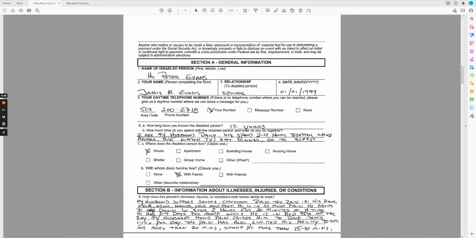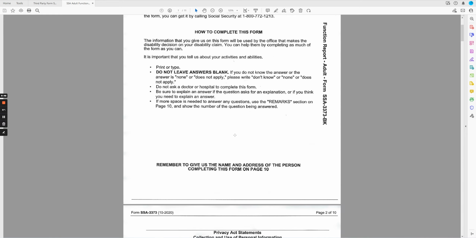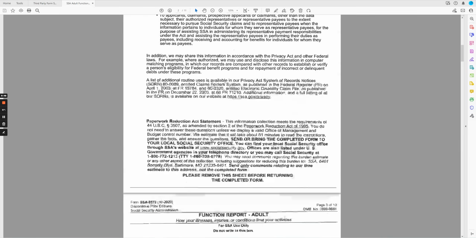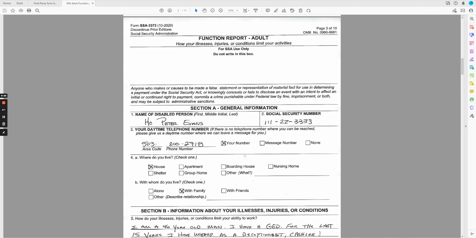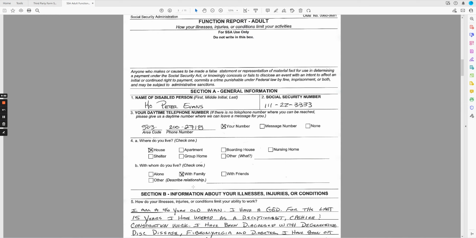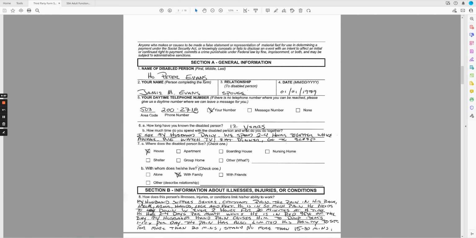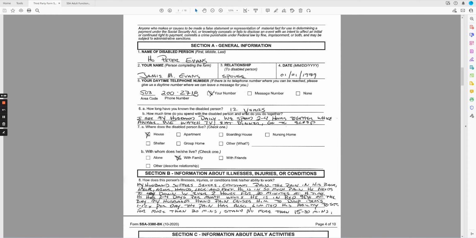Where does the disabled person live? Now at question 7, you're going to see how similar the questions are to the adult function report. Here, you're filling out the third-party form. If you go over to the adult function report, which again is the form that the client or the disabled person fills out, you can see on question 4, where do you live? I checkmarked house, so I'm being consistent. With whom does he or she live?